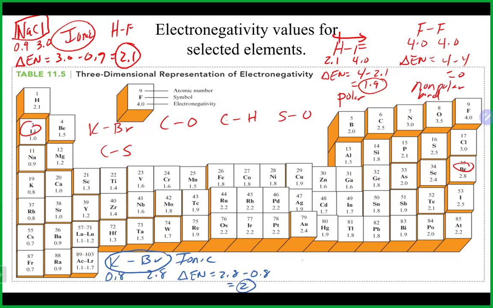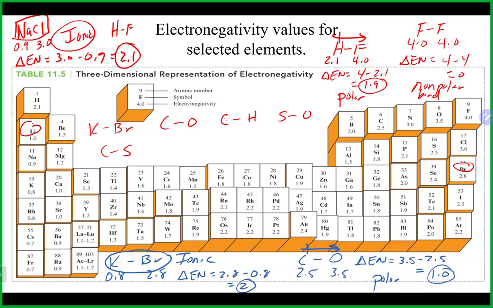Looking at our carbon and oxygen, our carbon has a value of 2.5. Our oxygen there has a value of 3.5. So if we do a difference in electronegativity, that's going to be 3.5 minus 2.5, which is 1. That 1 is above 0.4, right? But below 2, so that falls in our polar range, with the oxygen being more electronegative. So we would draw the arrow heading towards the oxygen. Again, that arrow is sometimes referred to as the bond dipole arrow. Any questions on that one?